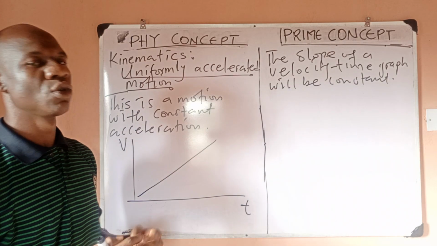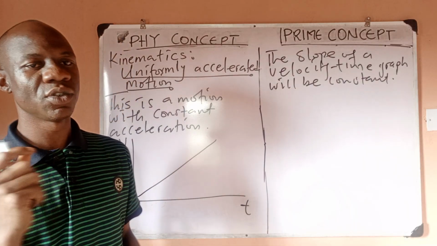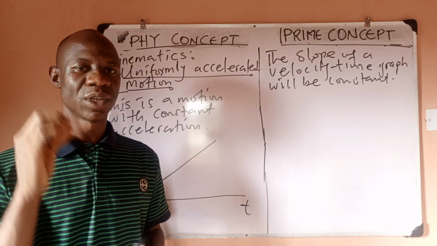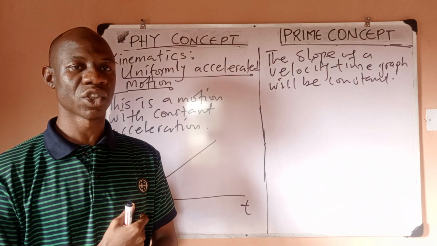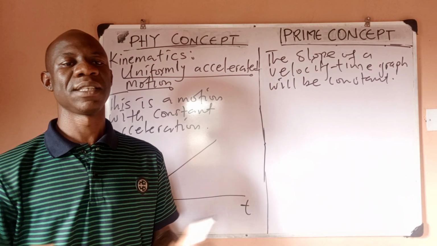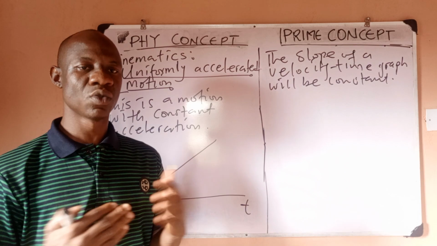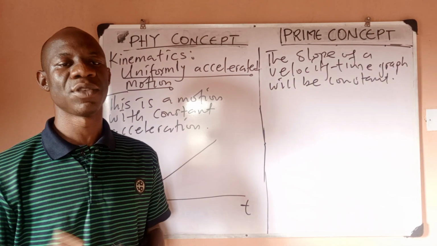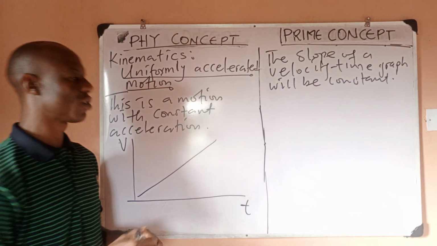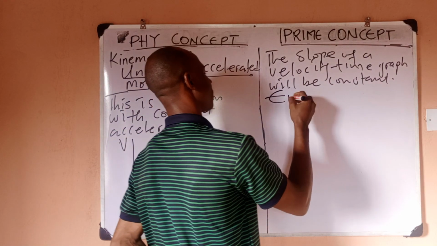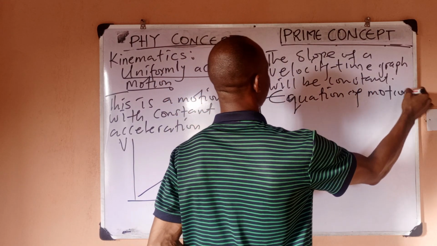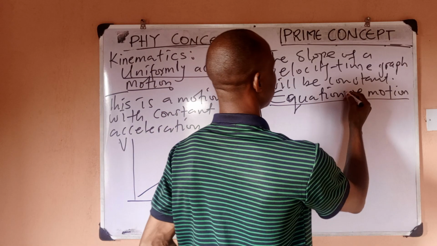Now we want to look at the equations that govern uniformly accelerated motion. These are about 5 equations, and we call them equations of motion. We'll take time to derive these equations one after the other. In this video, we're going to get about 2-3 of the equations. Then in subsequent videos, we'll derive more of the equations, and then we'll begin to solve problems with them. So we want to look at equations of motion, of uniformly accelerated motion.